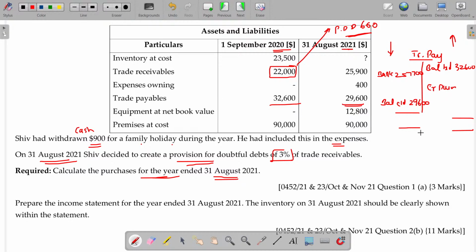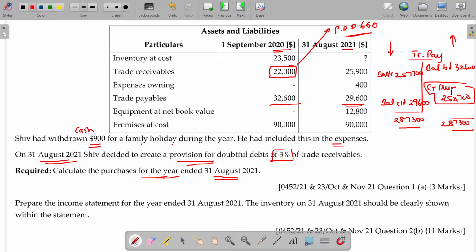Missing data like the total being 2,57,700 plus 29,600. The overall value being 2,87,300. And after subtracting 32,600, the balancing figure being the credit purchases 2,54,700. We got the balance here.